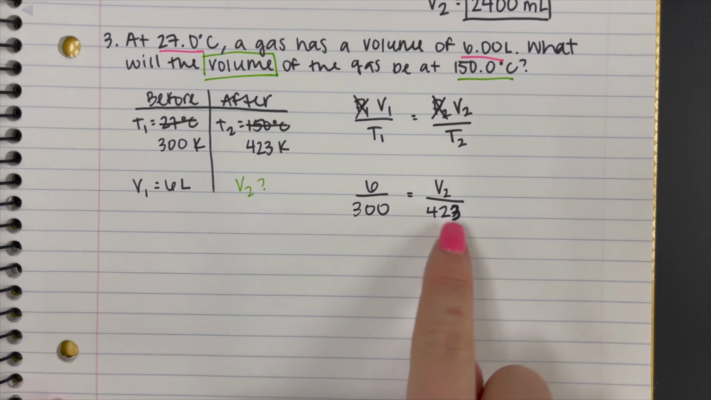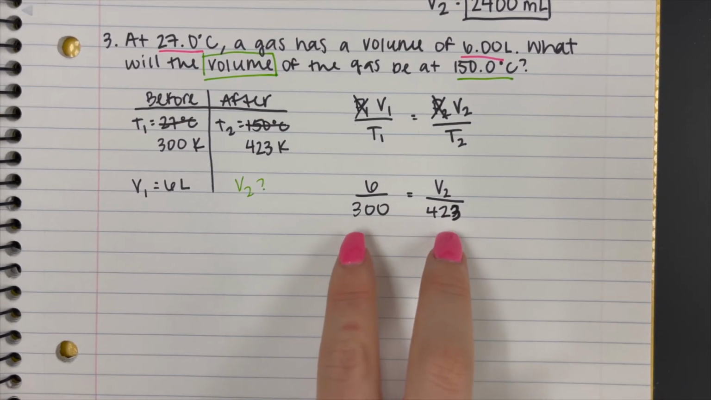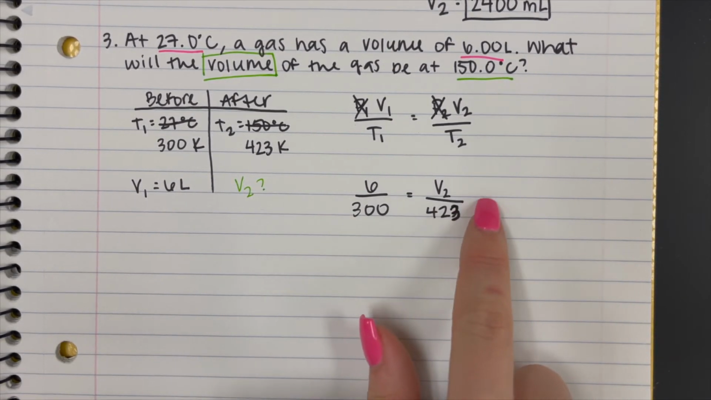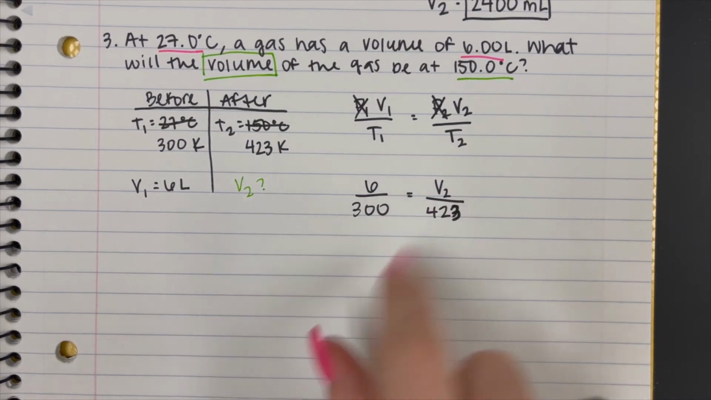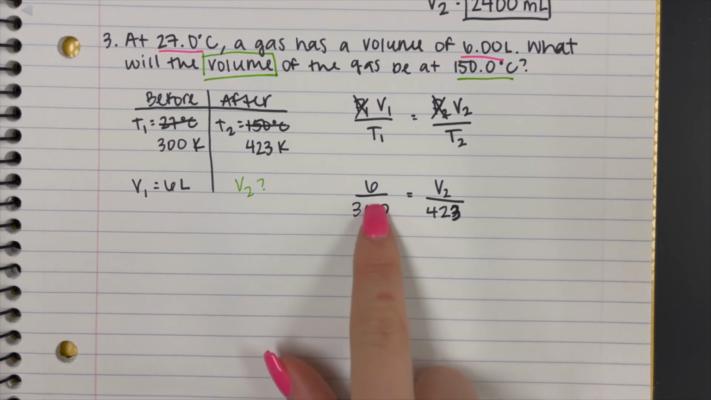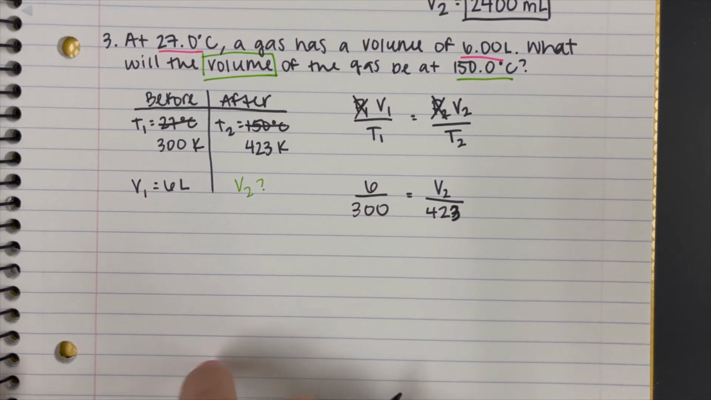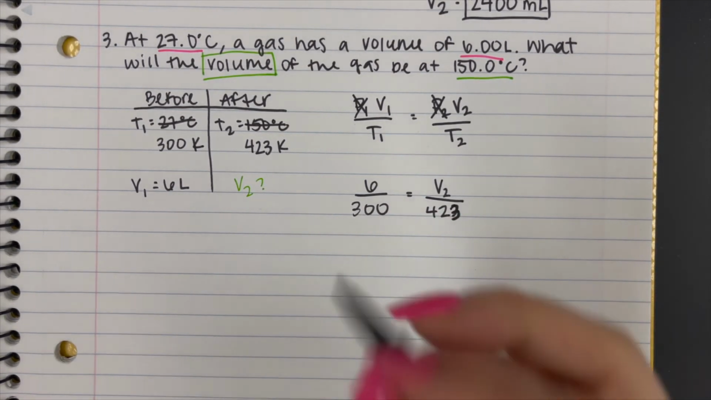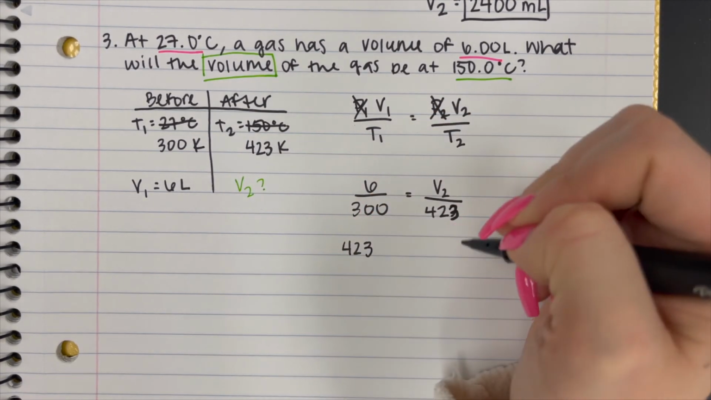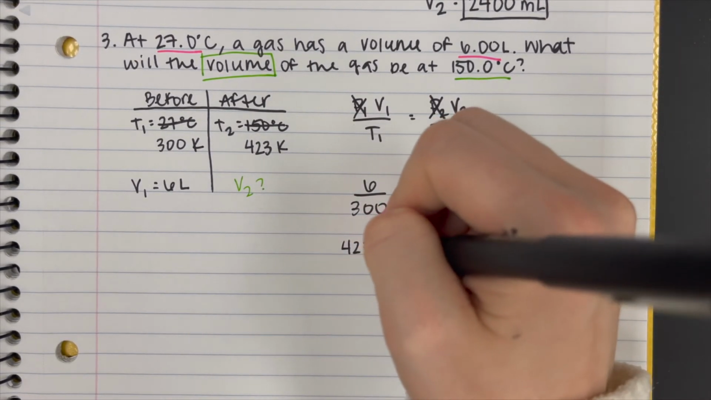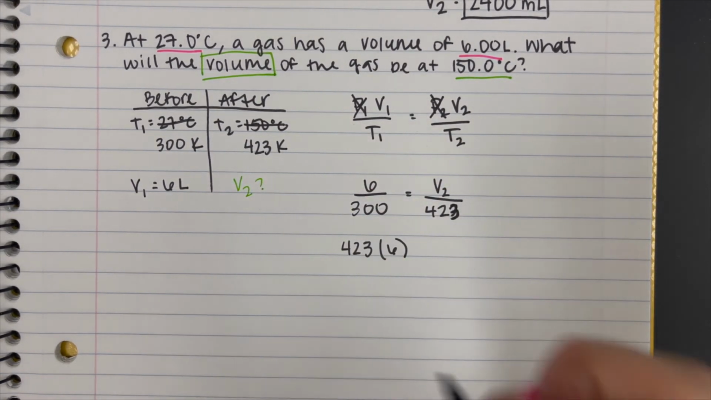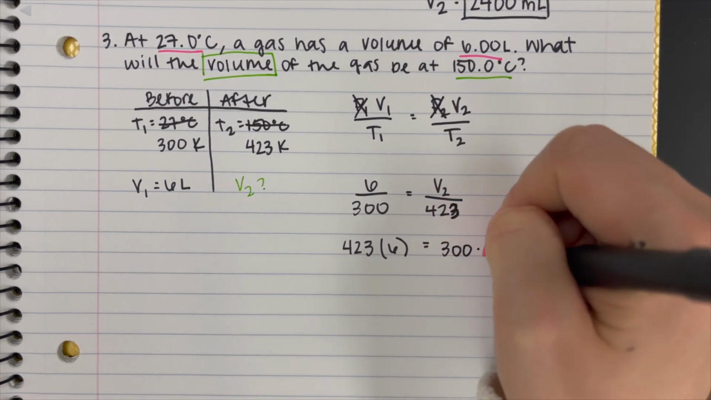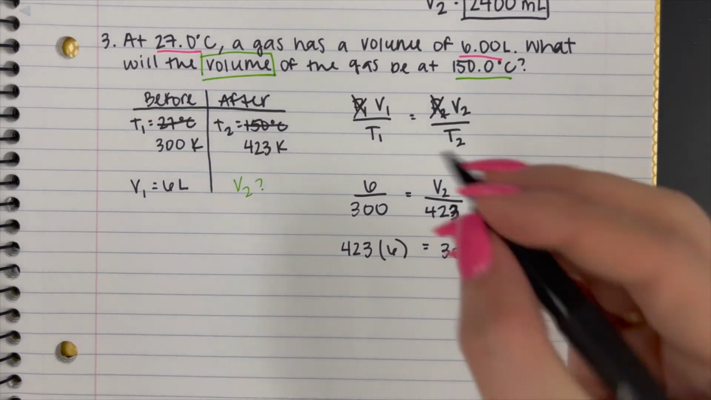This setup may look familiar to you because this technically is a proportion. So you can either solve this by multiplying both sides by 423 to isolate this variable and then simplify, or you can cross multiply and divide. Both will get you the exact same answer. So I'll show you how to cross multiply and divide because that seems what most people are more comfortable with. So I'm going to cross multiply by my 423 times 6, which is equal to 300 times V2. And then I'm going to divide both sides by that 300.